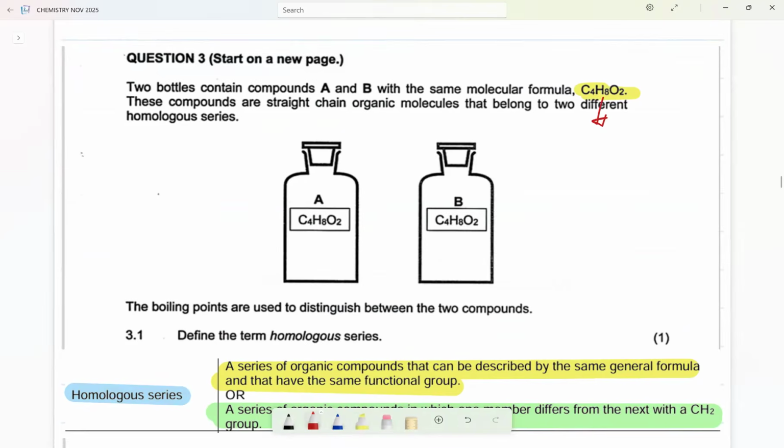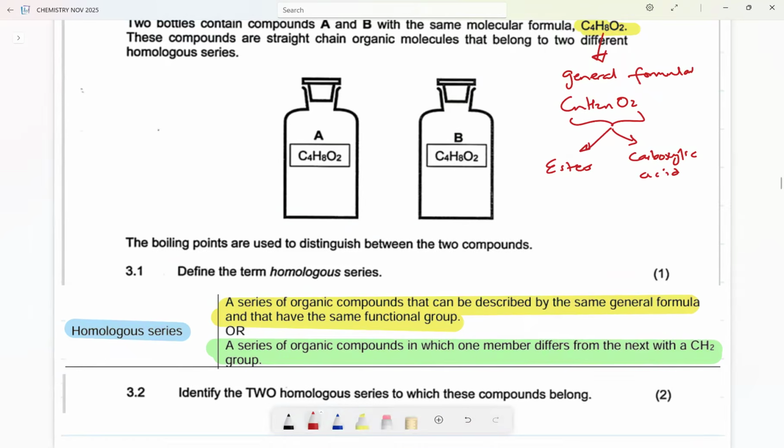This has a general formula of CnH2nO2. And this is a general formula of esters as well as carboxylic acids. Okay, so between A and B, we have an ester, the other one is a carboxylic acid. And remember, ester has dipole forces. This one has hydrogen bonding. So it means this one has a higher boiling point than this one. We know this one is the strongest, so it will have a higher boiling point.